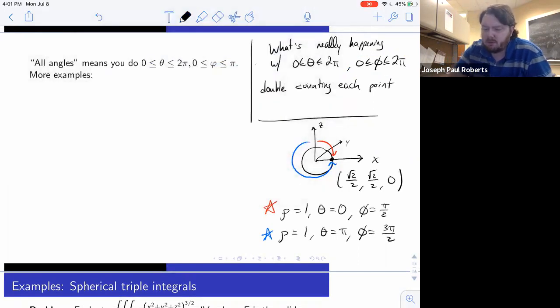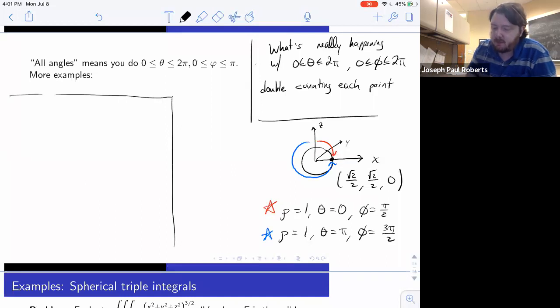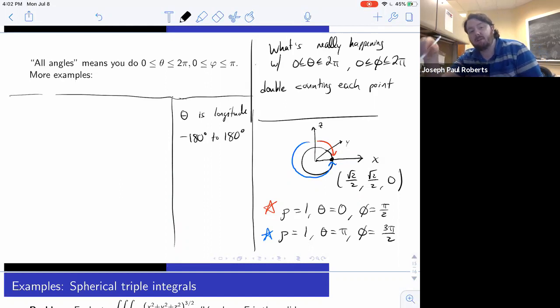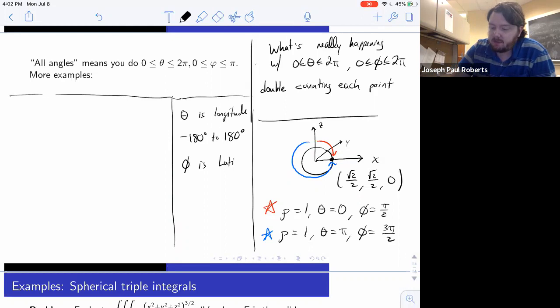The other intuitive idea that you could think of is that theta is like longitude. If you know anything about GPS coordinates, the range of longitude is minus 180 to 180, and that's actually what theta is. And phi is like latitude.